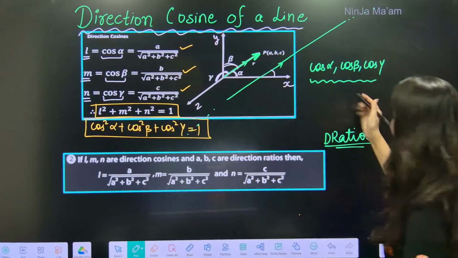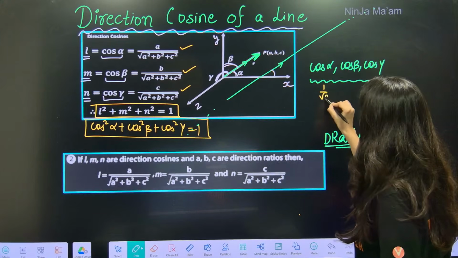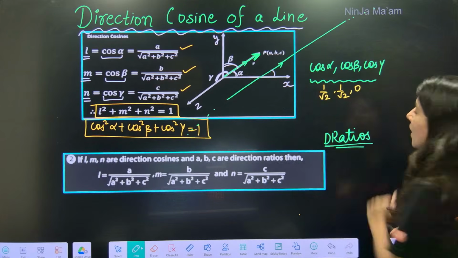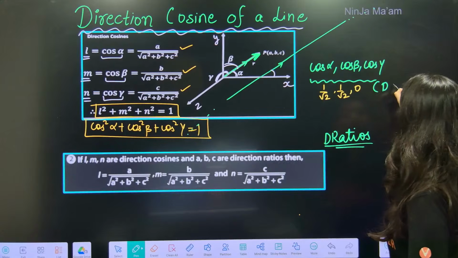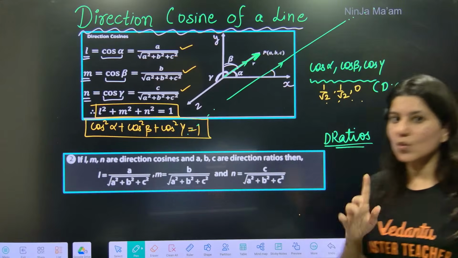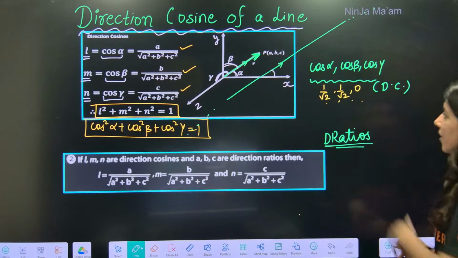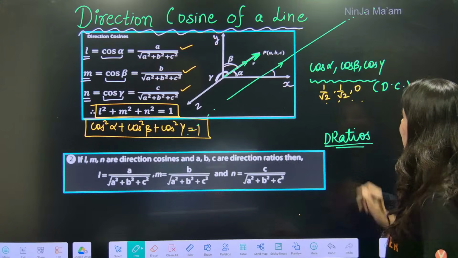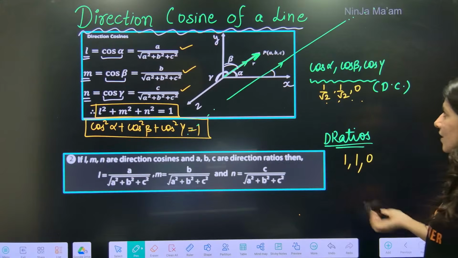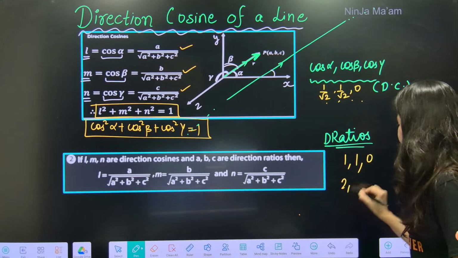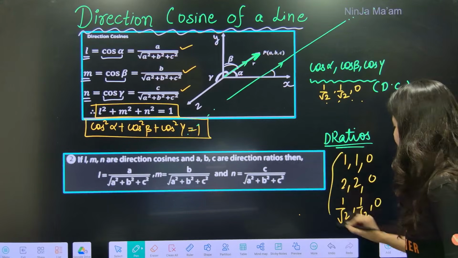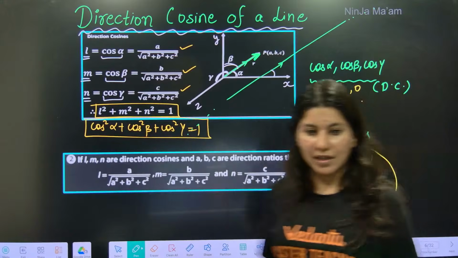Okay. So suppose direction cosine is 1 by root 2, comma 1 by root 2, comma 0. Now, this is DC. This is fixed. And DC is very rigid: if you square and add, you should get 1. Right, now you are getting it. Now, if somebody asks me what will be the direction ratio? So 1:1:0. Can you see? Yes, 2:2:0. In fact, 1 by root 2, 1 by root 2, 0. So these all will be considered direction ratios.